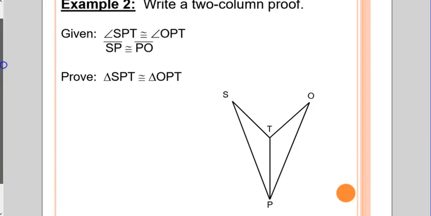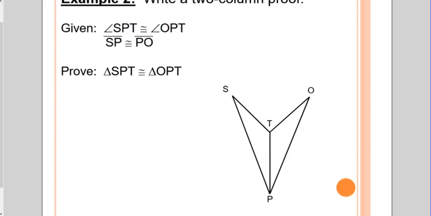All right. So, right off the bat, we know this side is equal to itself. Then we also know SPT. So we follow SPT, which is right here. That angle right there is congruent to OPT, which is this angle right there. So these 2 angles are congruent. That's given to us. SP is also given to us, congruent to PO. So what do we have? SAS, SAS, provable.